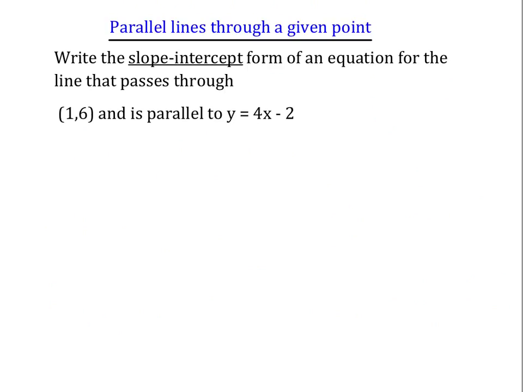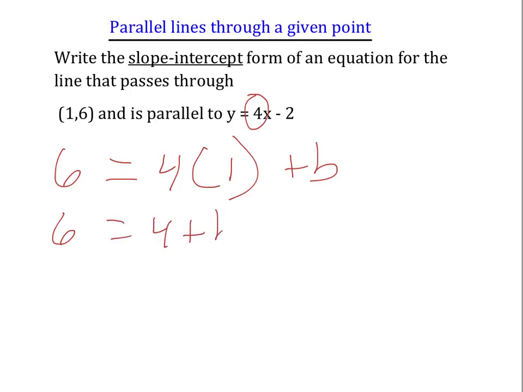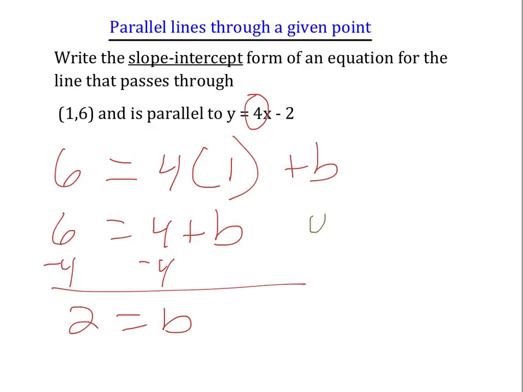Go ahead and try this one on your own, see what you come up with. Be a good idea to hit pause and check your work here in a second. I'll go ahead and solve it. So my slope is 4. I'm going to use 6 equals 4 times 1 plus b to figure out my new intercept. 6 equals 4 plus b. Subtract 4, 2 equals b. So my equation would be y equals 4x plus 2.